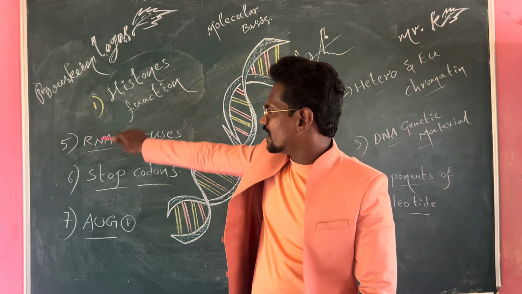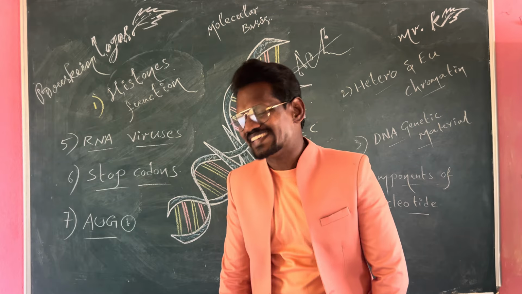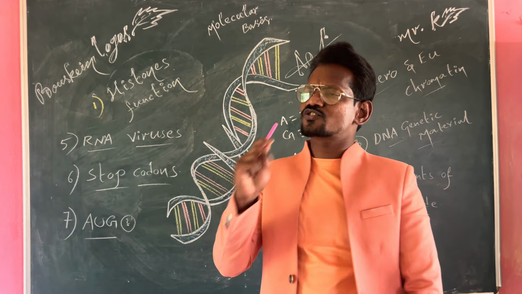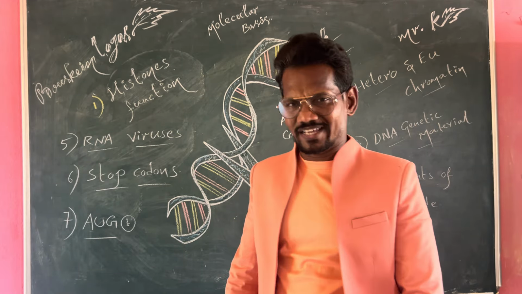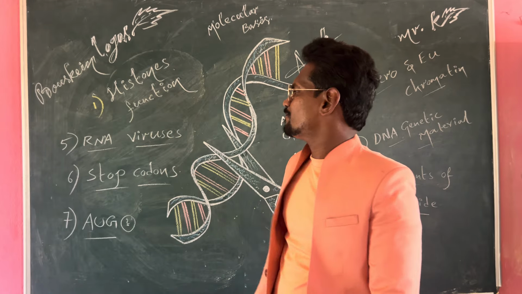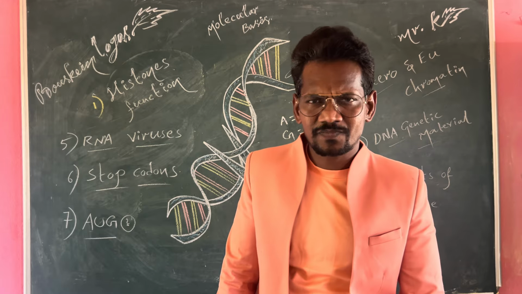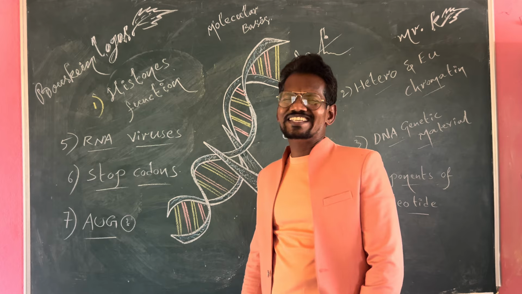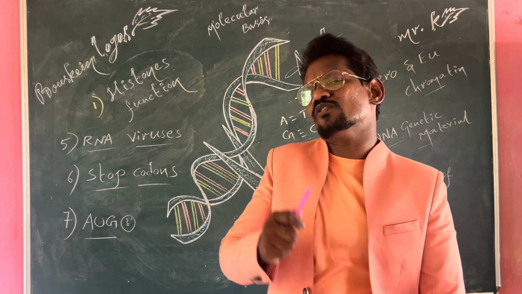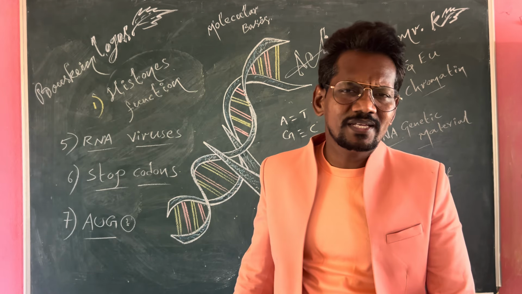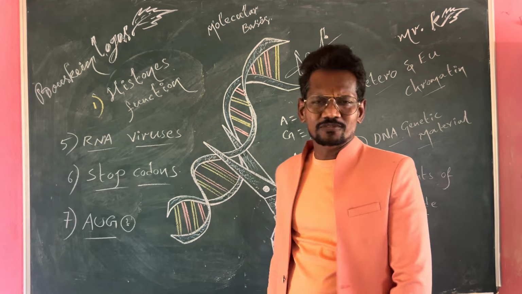Examples of RNA viruses: number 1 poliovirus, number 2 influenza virus, number 3 HIV, human immunodeficiency virus, number 4 TMV, tobacco mosaic virus, etc. Likewise more examples can be given, but these are a few.